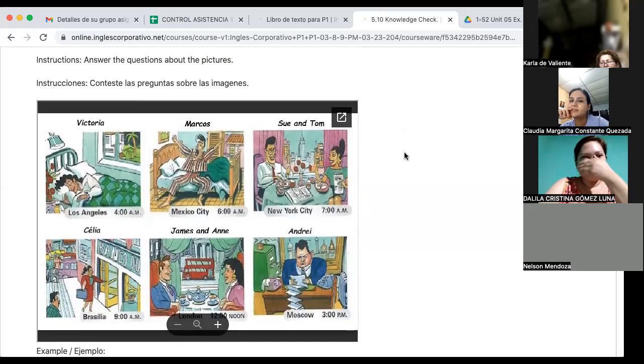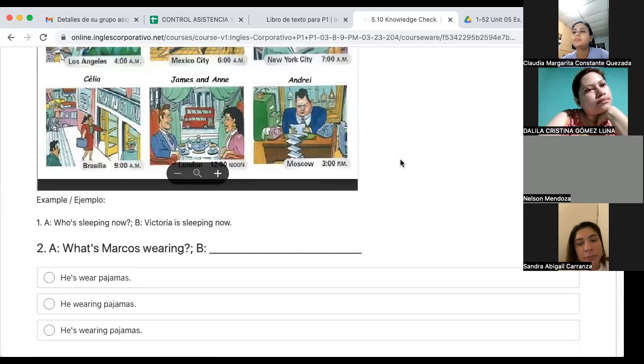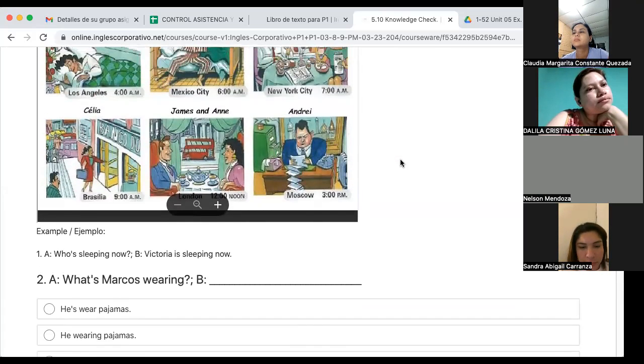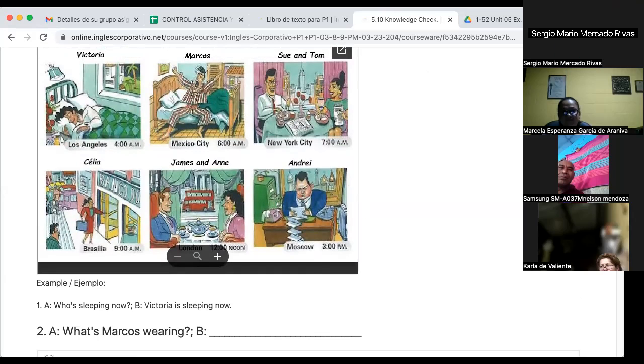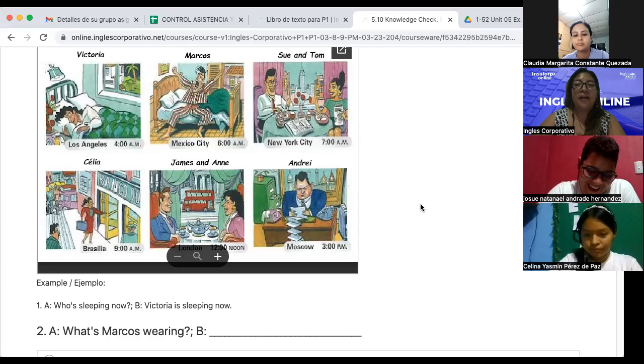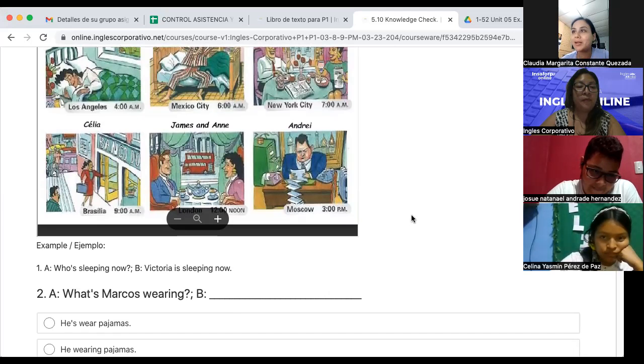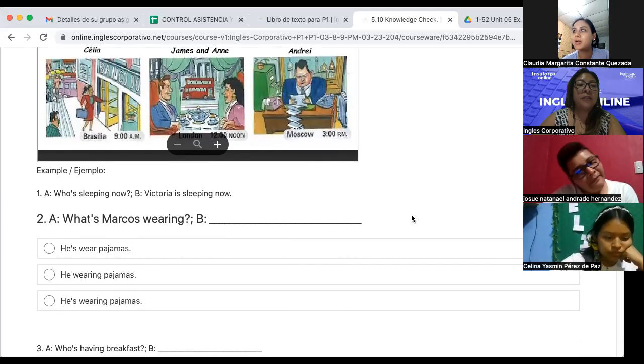Muy bien, dice. We are going to practice. Hagámosla rapidito. Son 6 questions. 6 volunteers. Uno for the number 1. A ver, vayan levantando la manita para que terminemos rápido. Volunteers, volunteers. Vamos a ver. Claudia, ok, Claudia, number 1. Who's sleeping now? Victoria is sleeping now. Number 2. He's wearing pajamas.